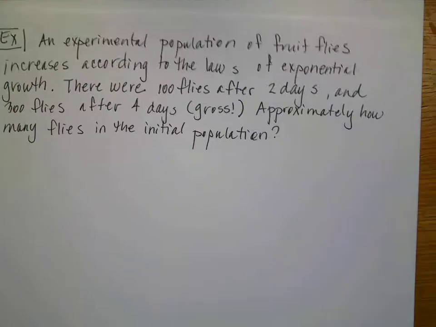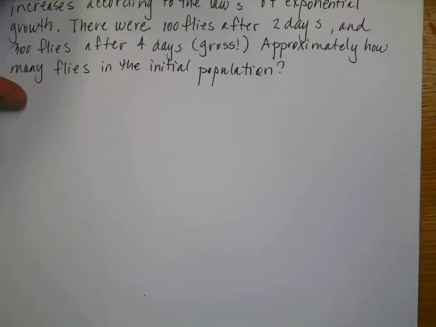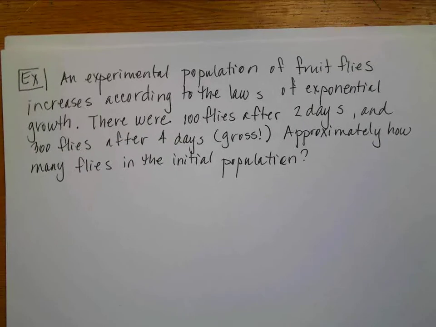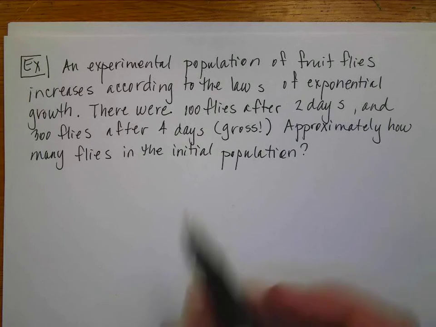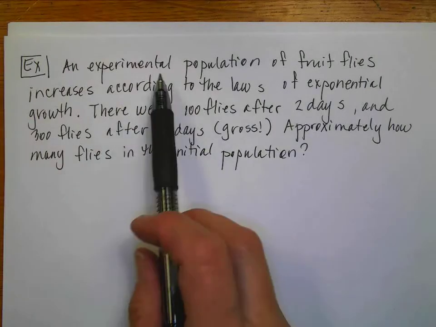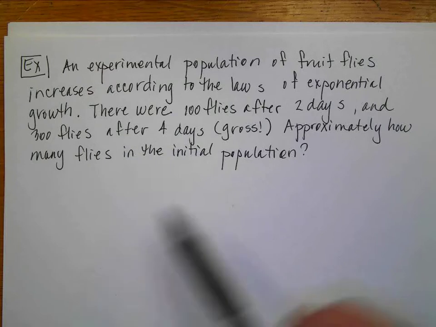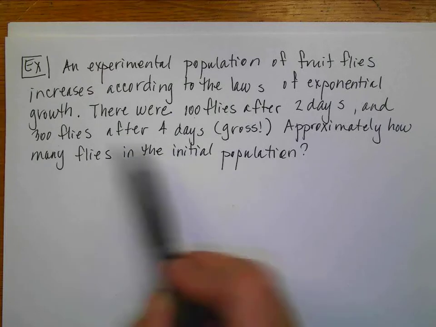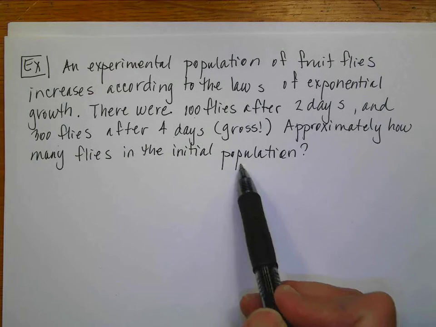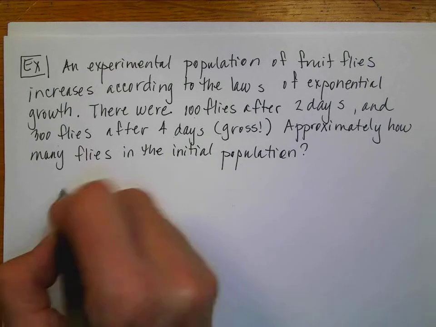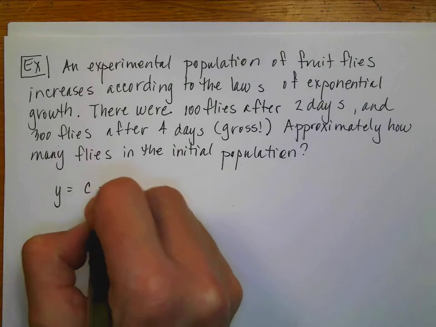Alrighty, so that was a nice, easy problem. I have one more example for us, and we're going to talk about fruit flies. Oh boy, and if you'll remember when you were in my pre-calc class, we talked about fruit flies a lot. So in this particular problem, I have an experimental population of fruit flies, 100 after 2 days, 300 after 4 days. That's disgusting. How many flies in the initial population?